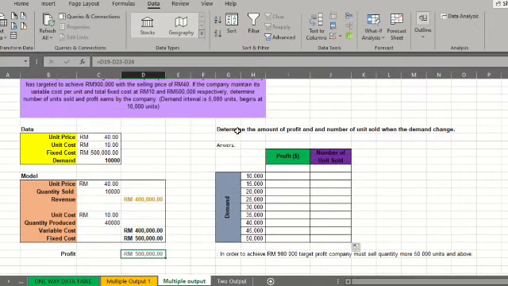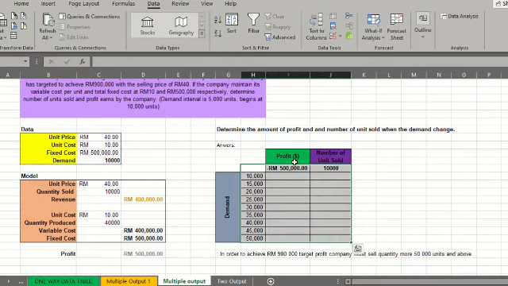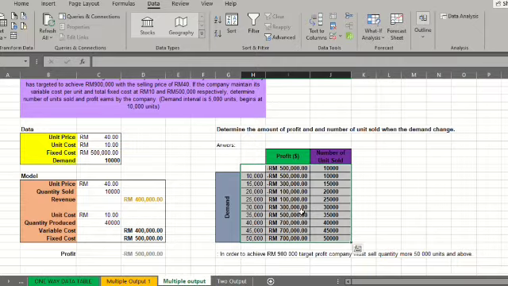And so in order to determine the amount of profit and number of units sold when the demand changes, you can use the What-If Analysis data table. So set the profit amount and number of units sold at the demand of 10,000. So click Data, What-If Analysis, Data Table, and the column input cell is demand, C14. So in order to achieve 900,000 of profit, the company must sell more than 50,000 units and above.